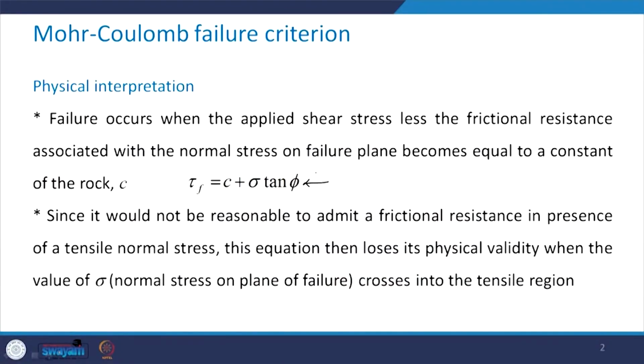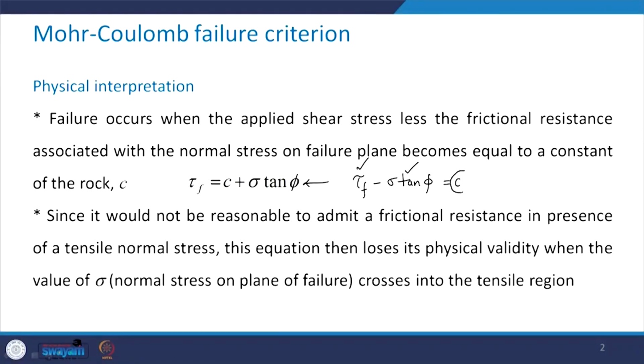So, in order to have the physical interpretation of the Mohr-Coulomb failure criterion, we saw that this is the equation, and the failure will occur when this quantity, tau f minus sigma tan phi, is equal to C. This means that the failure occurs when the applied shear stress less the frictional resistance associated with the normal stress on the failure plane becomes equal to the cohesion of the rock, which is C.